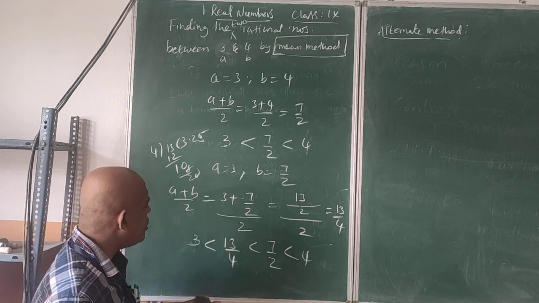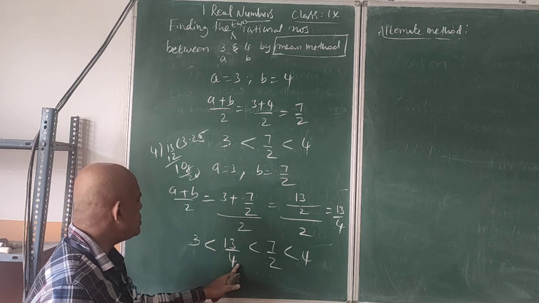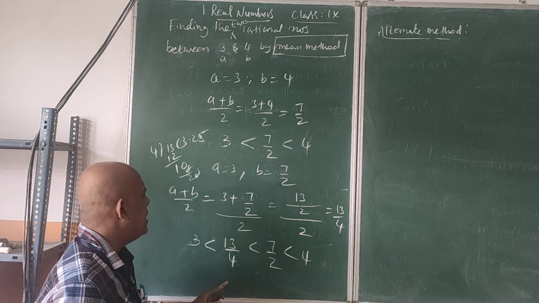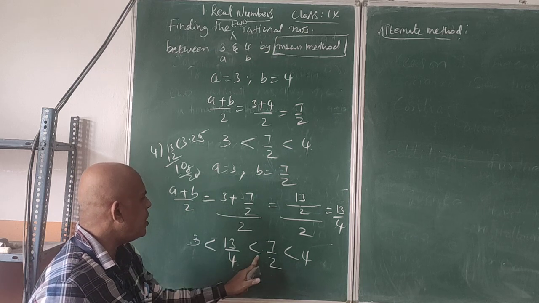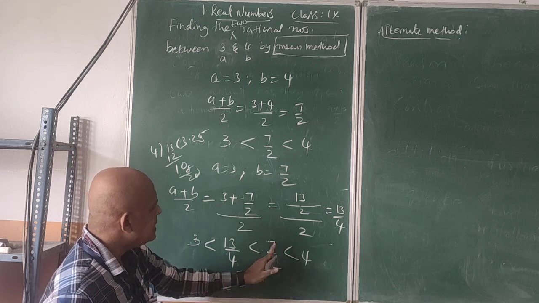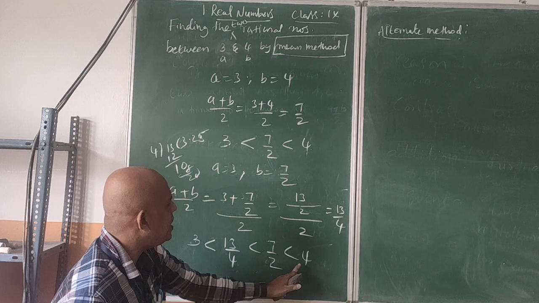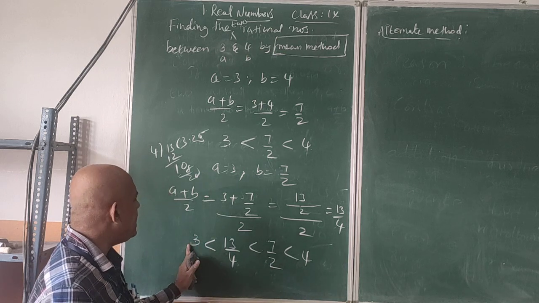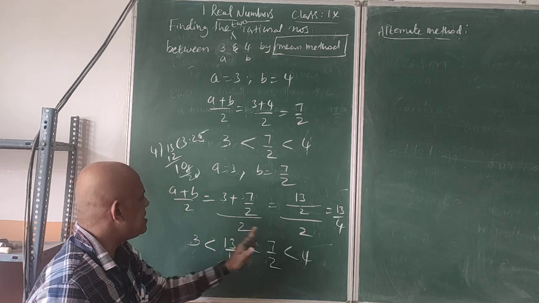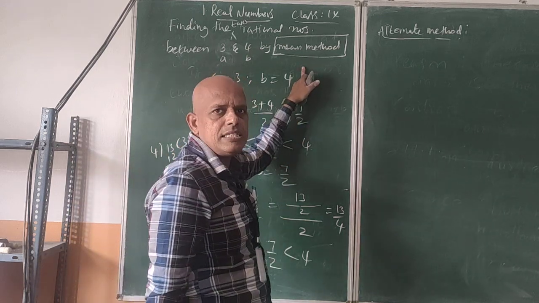Suppose they ask for one more rational number, again we consider A as 3, B as 13 by 4. Between these two numbers we can write, then we get three numbers. Or we can take A as 13 by 4 and B as 7 by 2, and the answer can be written between these two numbers. Or you can take A as 7 by 2 and B as 4, and that answer can be written between 7 by 2 and 4. In this way we can find infinite rational numbers between 3 and 4. This is by the mean method.